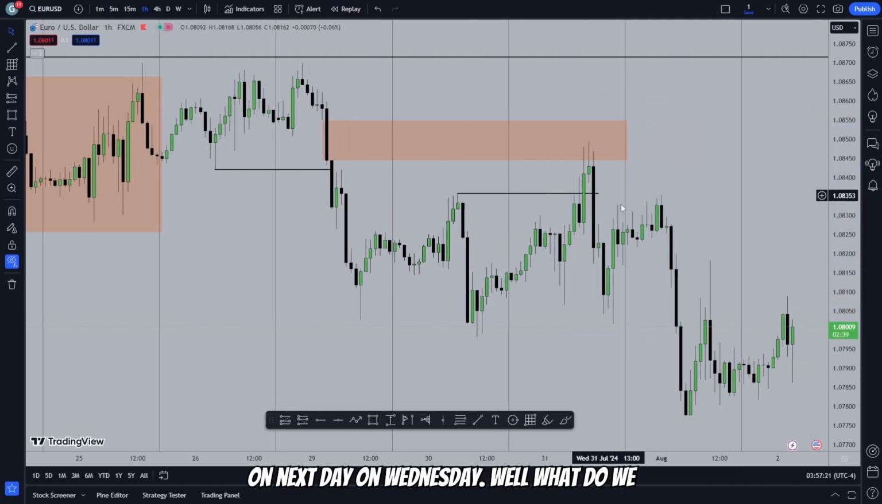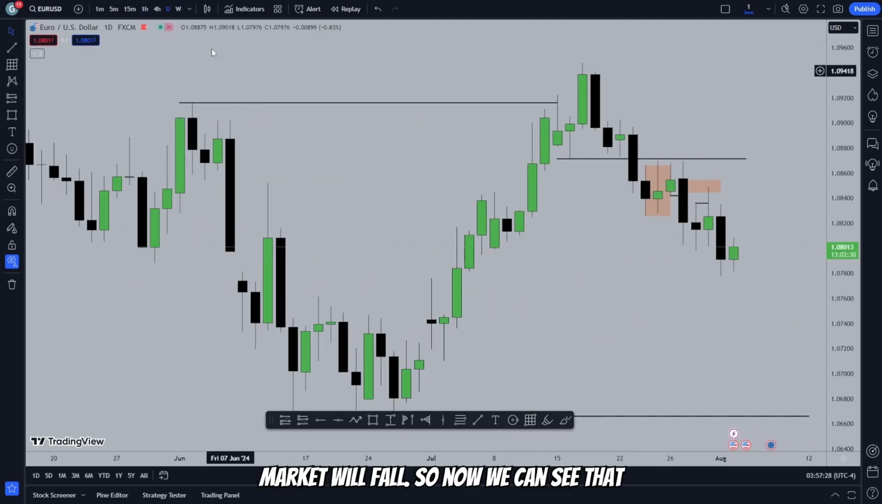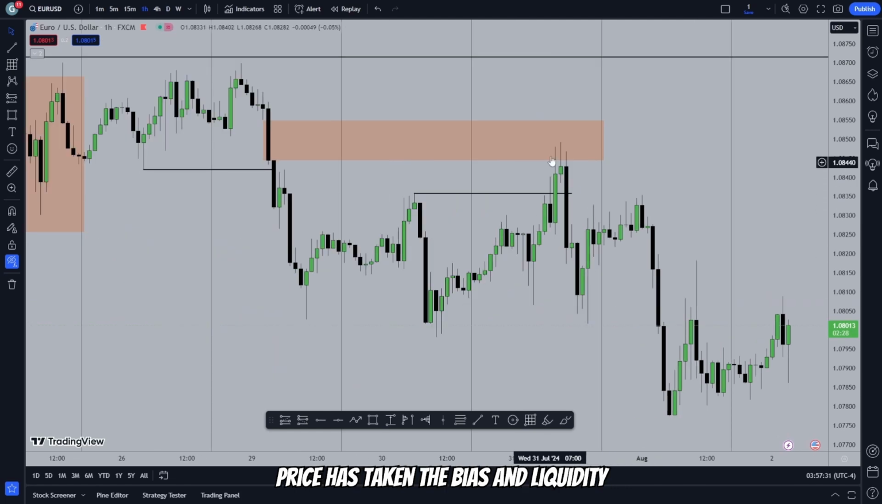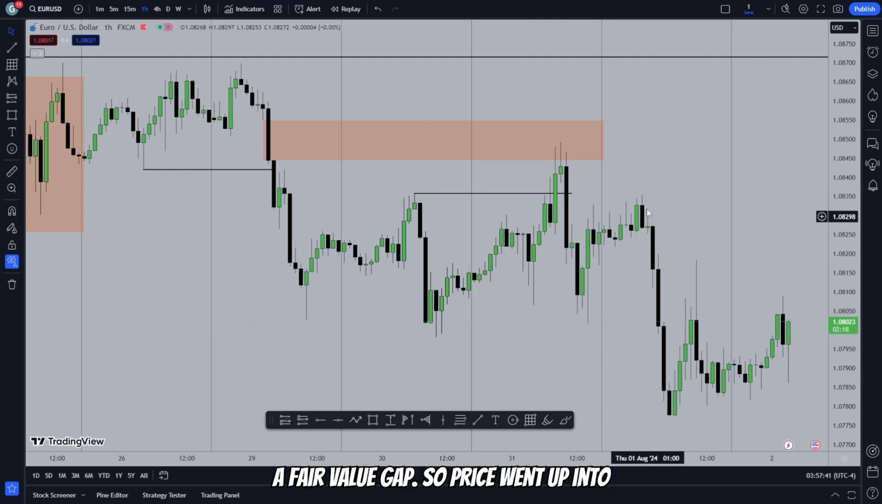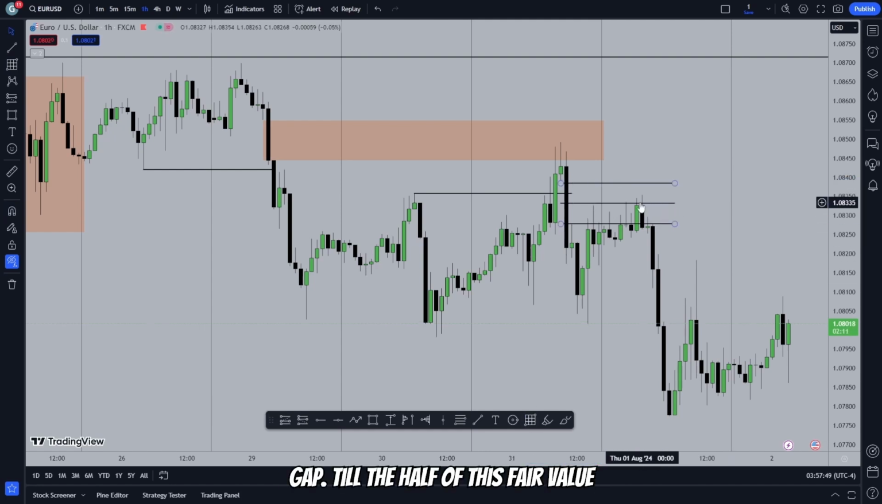So now on the next day, on Wednesday, we'll be looking for another sell, because we know on the daily time frame the market will fall. Okay, so now we can see that price has taken the buy side liquidity right over here, and there is a fair value gap. Why? Because price has taken the liquidity over here. This is not an imbalance, this is a fair value gap. So price went up into this fair value gap, till the half of this fair value gap. You can take a sell over there.